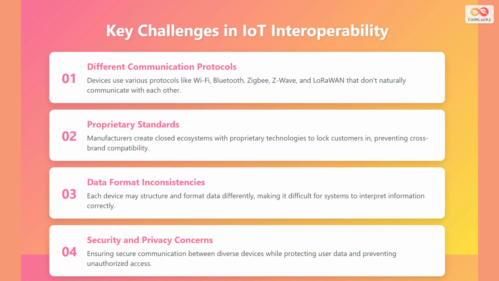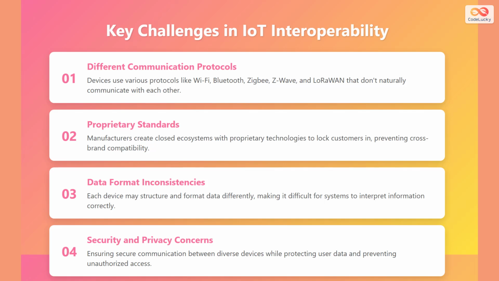Challenge number 3: data format inconsistencies. Even when devices can technically communicate, they might structure their data completely differently. One thermostat might send temperature data as degrees Fahrenheit with 1 decimal point, while another sends it as degrees Celsius with 2 decimal points. Without standardized data formats, devices can't properly interpret the information they receive.